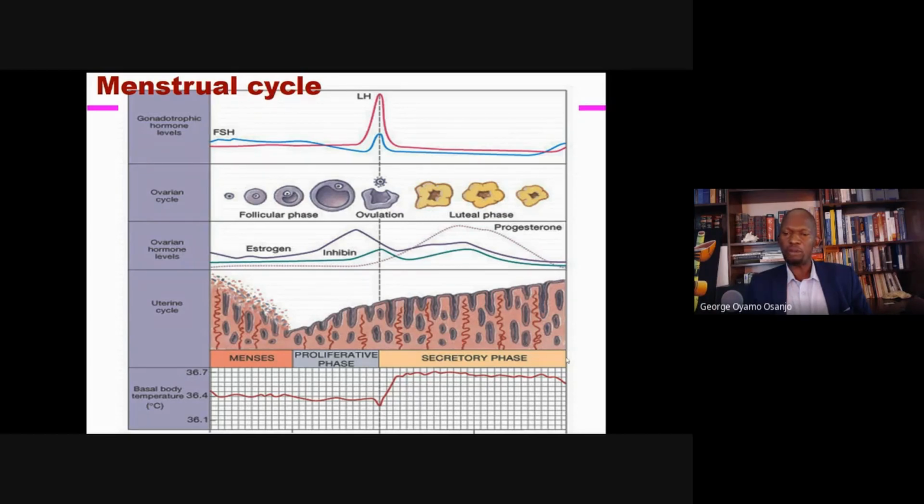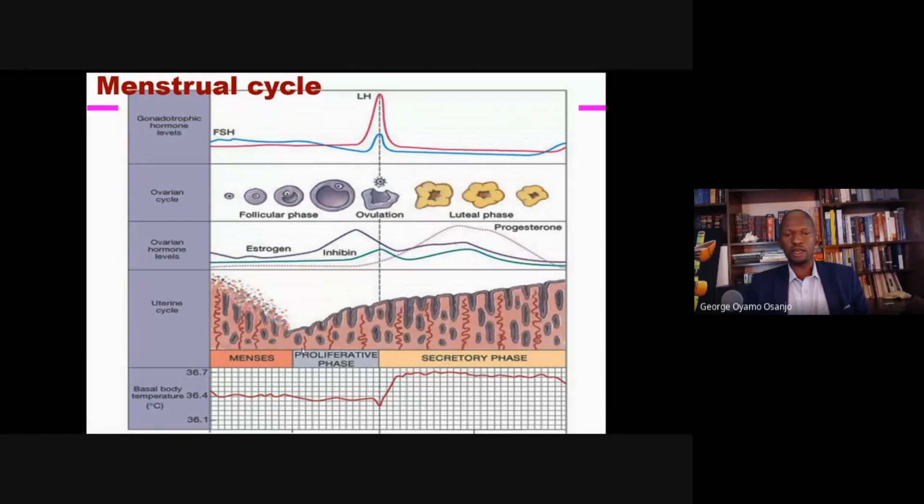And if there's no implantation, say at day 28, the ischemic phase, which is also called the menstrual phase, will follow. And this is characterized by the shedding of the stratum functionalis of the endometrium. It is thought that this happens due to increased action of prostaglandin F2 alpha, because during this time, there are very low levels of progesterone during the ischemic phase. And progesterone is thought to antagonize the action of prostaglandin F2 alpha.